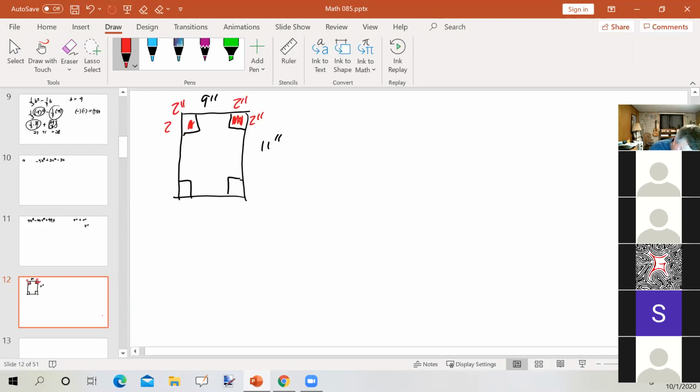This piece is 2 inches by 2 inches. This piece is 2 inches by 2 inches. This piece is 2 inches by 2 inches. Okay? Thank you. You okay so far? Yes.